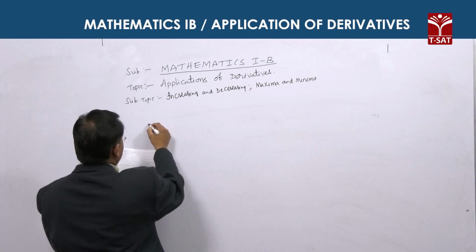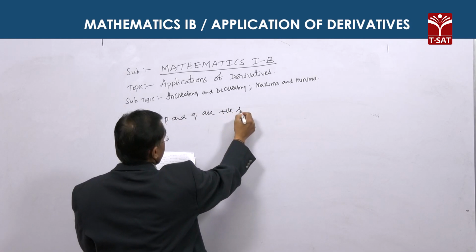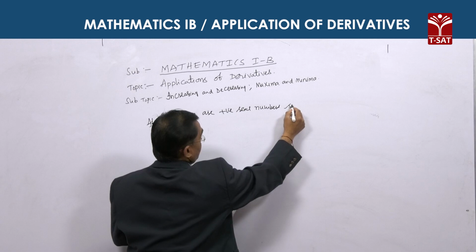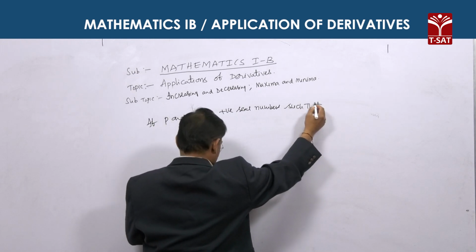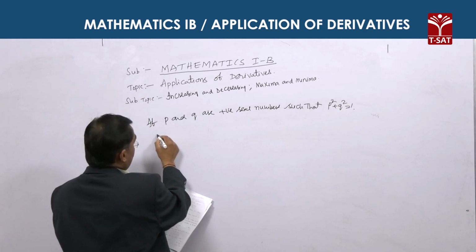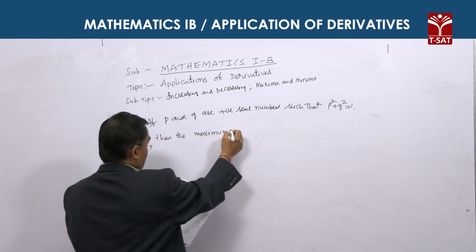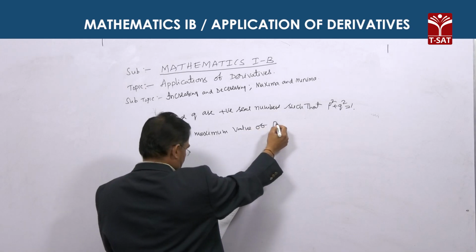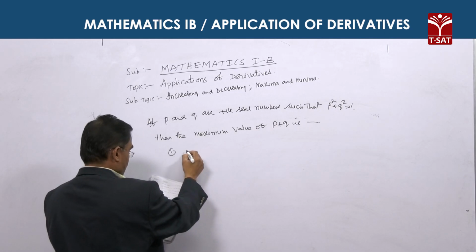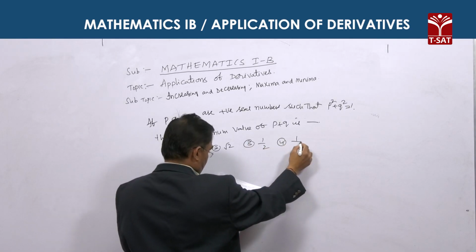Next problem: if P and Q are positive real numbers such that P square plus Q square is equal to 1, then the maximum value of P plus Q is dash. The options are: first answer is 2, second answer is √2, third answer is 1/2, fourth answer is 1/√2.